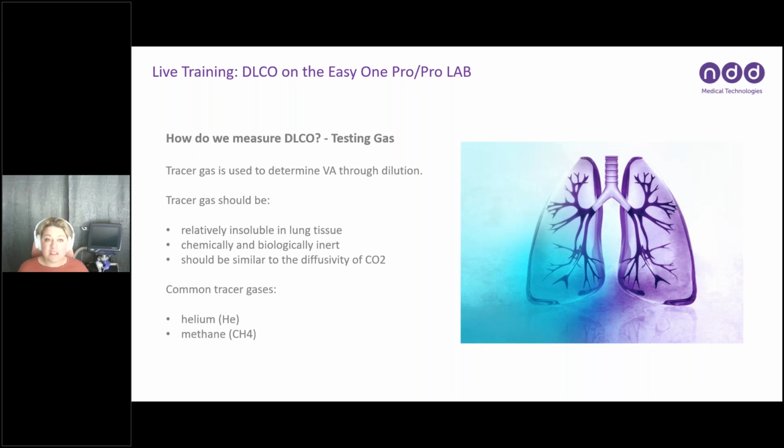Our device does use a helium mixture, so it has to be that mixture. If you happen to have a methane tank, it will not transfer over for this device. But again, both mixtures are very common out there in the device world, and both gases are really easy to obtain from your local gas provider.